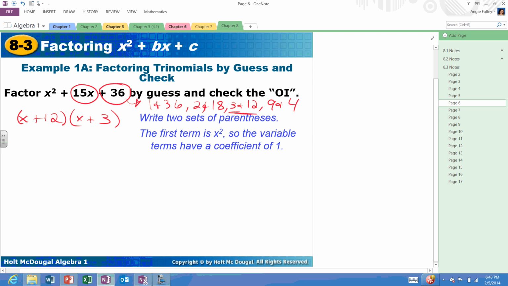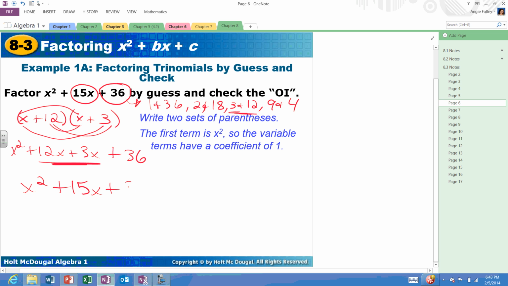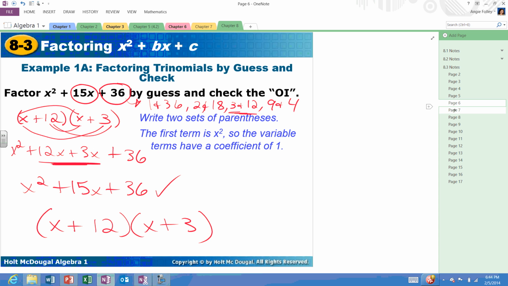So let's check. Does this get us back to our original? Well, our first is x squared. Our inner is 12x. Our outer is 3x. And our last is 36. Do these add together to give me 15x? They do. So this trinomial has the two binomials of x plus 12 and x plus 3 as its solution.